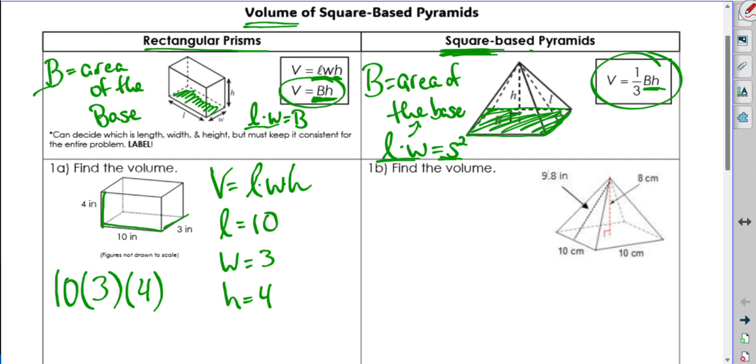The H always goes straight up and down, from the peak straight down to the base. That's our H. The L, going down the slanty side, is a little bit different. We're going to use that for surface area, but not for volume. This H always goes straight up and down through the middle of the pyramid. So, in this one, in example 2, 8 is the height.